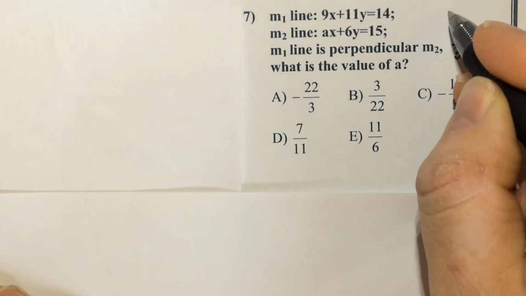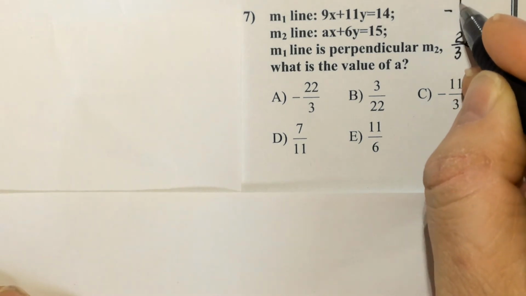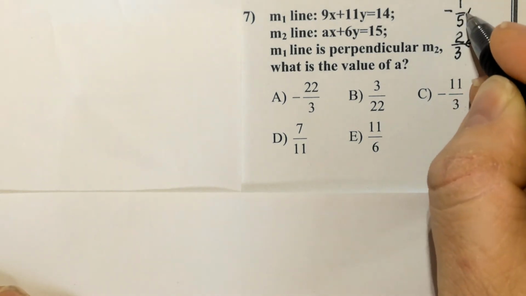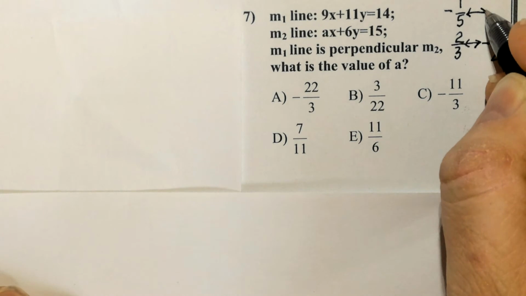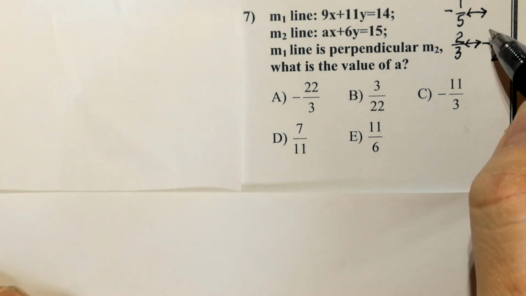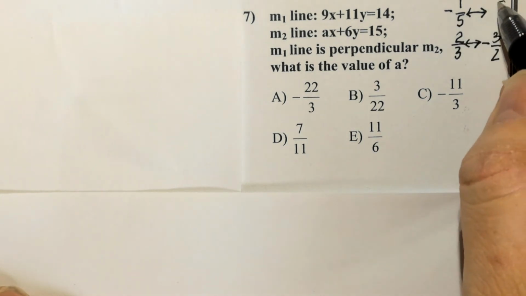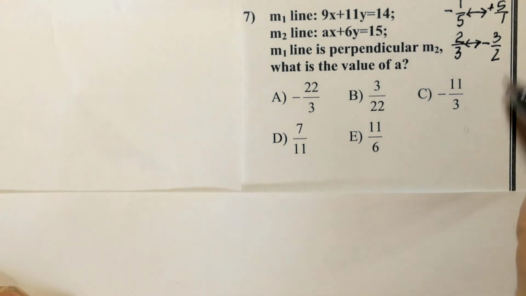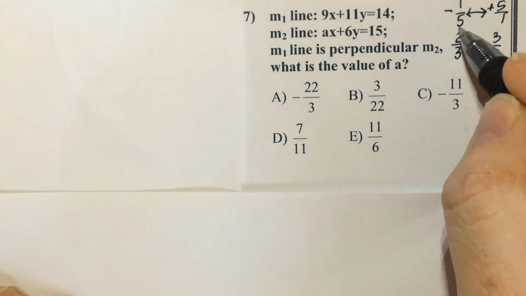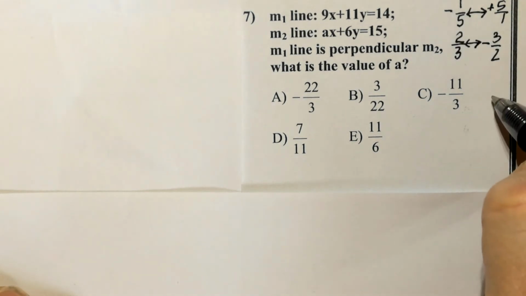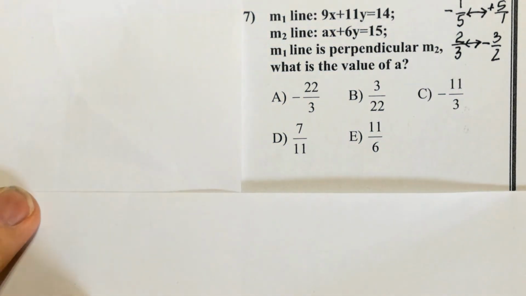Another example: if I was given negative 1 over 5, and I asked what is the slope of an equation that's perpendicular? You flip it, and you change the sign. Negative 1 over 5 becomes positive 5 over 1. Okay, keep that in mind.